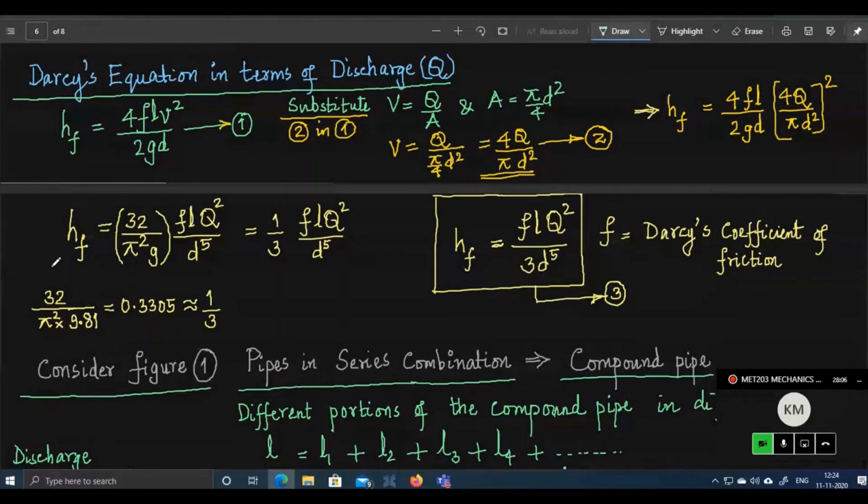So HF can be written in a very simple form using the discharge, diameter, length, and Darcy's coefficient of friction, like this: 1 by 3 FLQ square divided by D raised to 5. So you can write in short, HF is equal to FLQ square approximately. Remember, it is approximately equal to, because we made an approximation in manipulating these constants. So FLQ square divided by 3D raised to 5. So this is the equation for HF, where F is the Darcy's coefficient of friction. This is also very useful in doing certain problems because the discharge is directly available in the equation. But whenever you require velocity, you cannot do that.